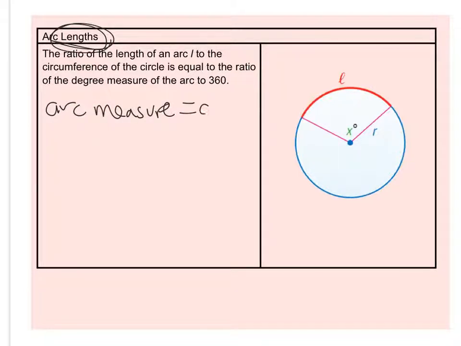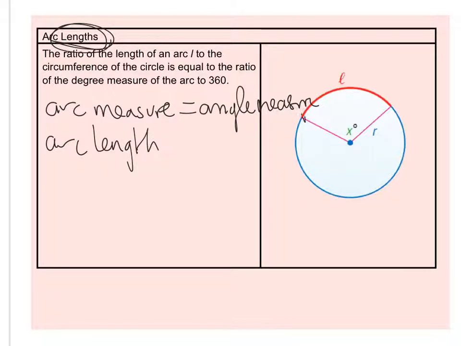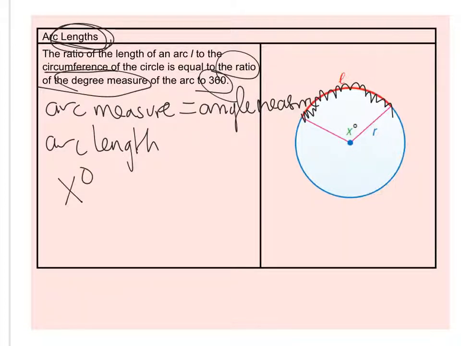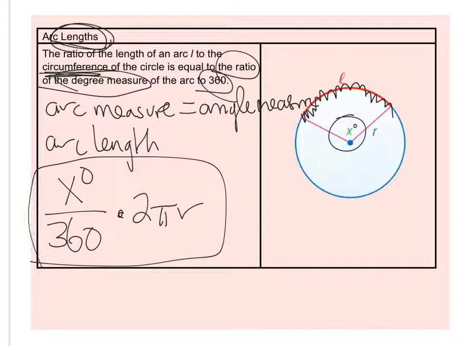Arc measure is going to be an angle measure. Arc length is like an actual length. It's like if you actually walked off this space, this line, how far did you go? So it's going to be equal to the ratio of the degree to 360. Basically you're going to take x degrees divided by 360, and multiply that times the circumference, which is just 2 pi r. Your degree measure over 360 times 2 pi r.